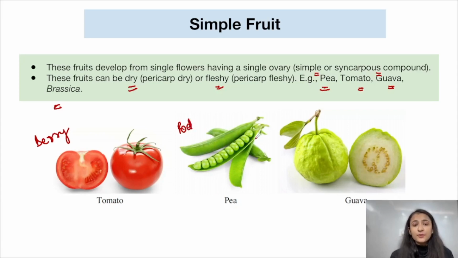This is also a simple fruit. Okay, and this is guava. Guava is also a simple fruit. And all of these fruits have developed from single flowers which had a single ovary. A single ovary or a syncarpous compound ovary, which is single, in which multiple ovaries have fused together in order to now form a single ovary. Okay.